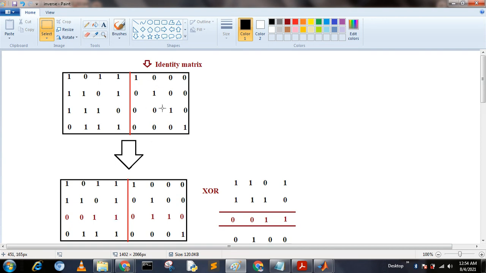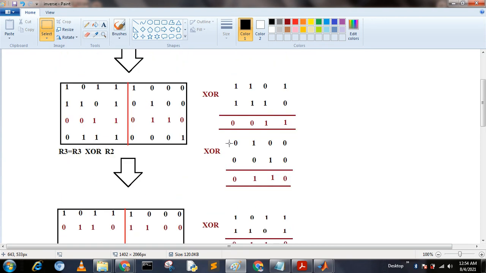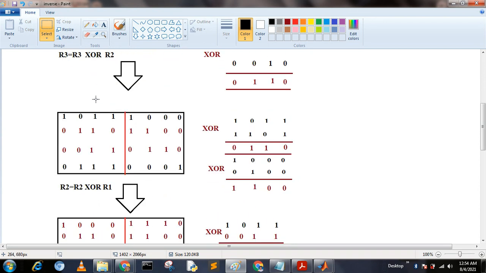Again, apply this procedure: 0100 and 0010, that is, 0, it is 1, it is 1, it is 0. It is the updated value. This is our first converted matrix. Then we apply the second conversion. We again apply R2 equals R2 XOR R1. Here R1, R2, R3, R4 are the row values: R1 means row 1, R2 means row 2, R3 means row 3, R4 means row 4.